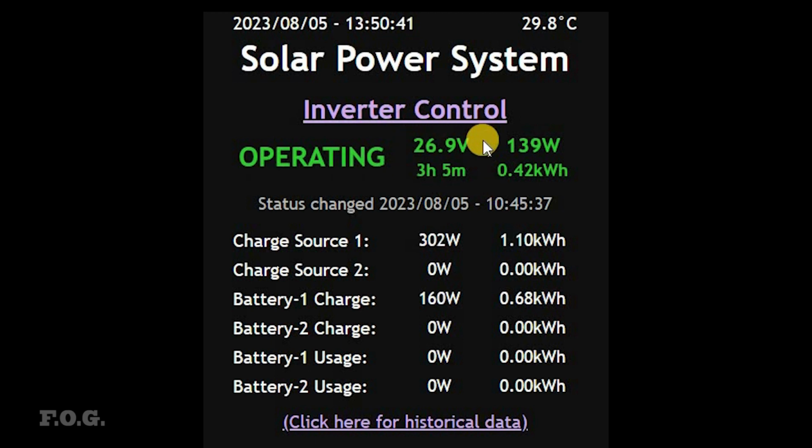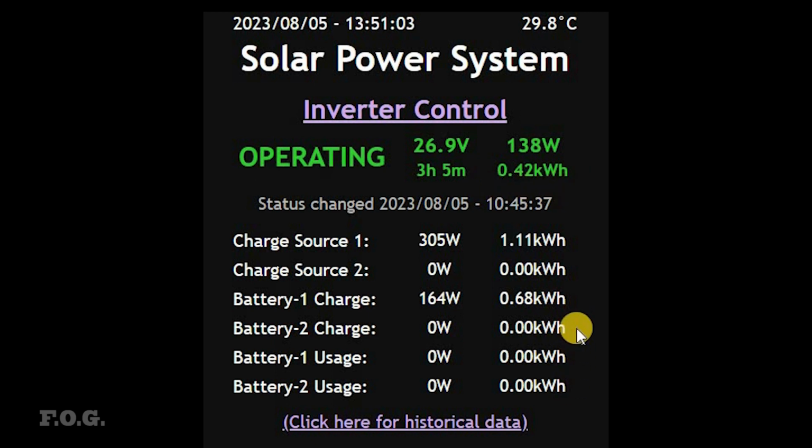Next to that, I show the bus voltage. And below that, a duration value showing how long the current mode has been operating for. And just below that, you can also see the specific date and time of when the mode change actually took place. To the right of the bus voltage, we can see the watts being used by the inverter. And just below that, the accumulated watt hours since the last mode was changed.